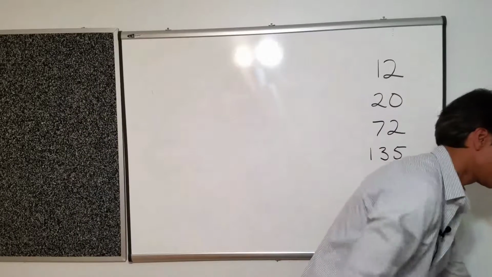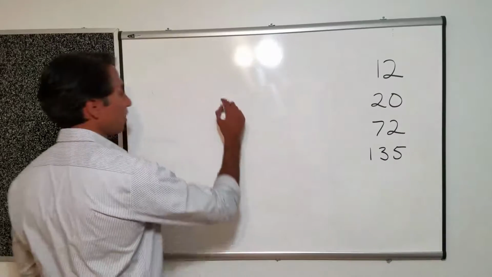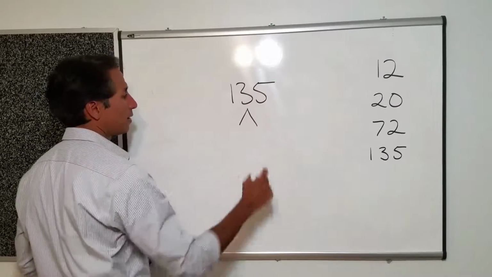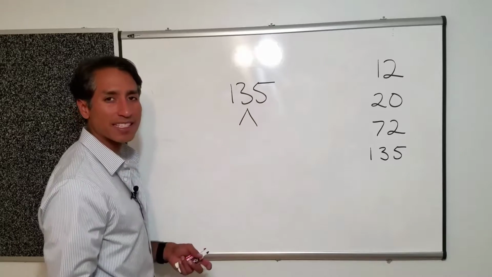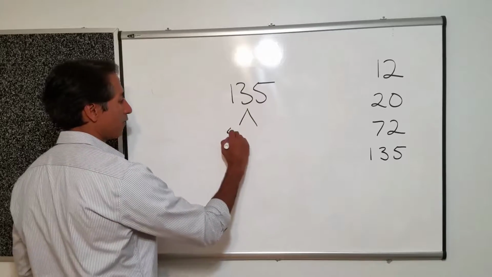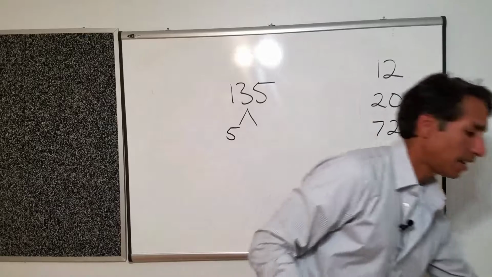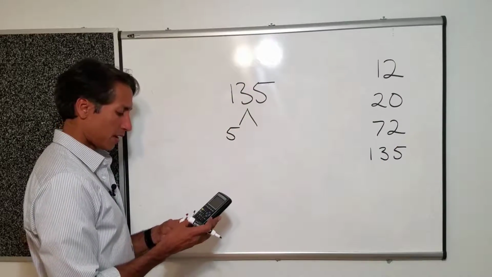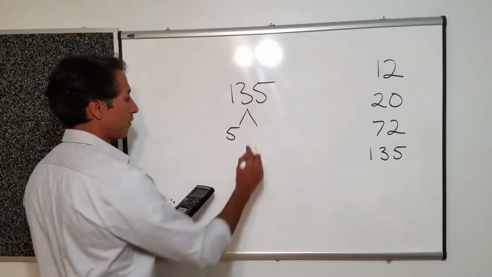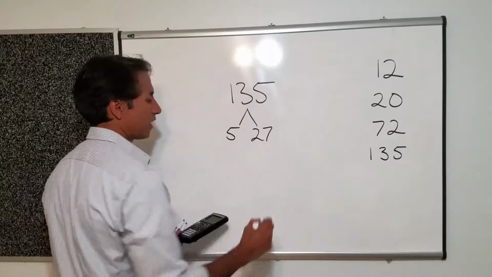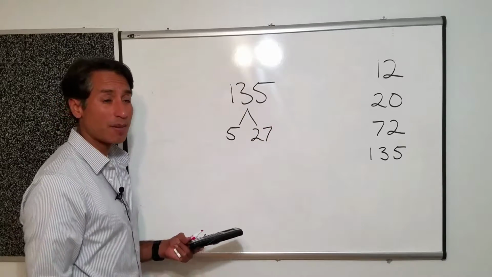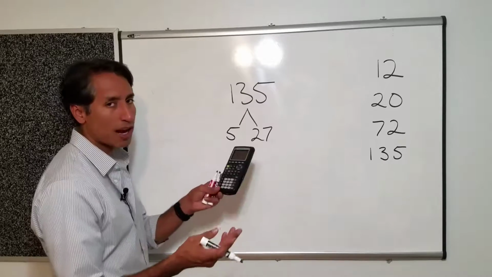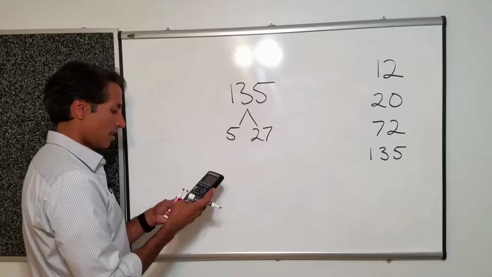So let me do this last one here, 135. Now it ends in a 5. So if it ends in a 5, I usually try to divide it by 5 first and then see what we get. So 135 divided by 5 is 27. If I didn't know what 27 could be divided by, I don't know, try it. I mean, I know it's 9 times 3, but let's try it on a calculator. Let's say I didn't know.